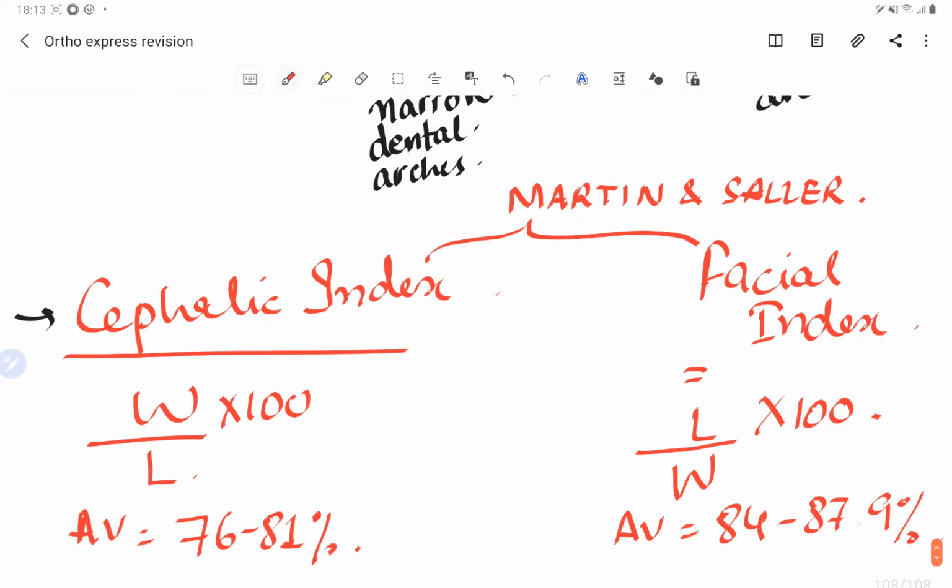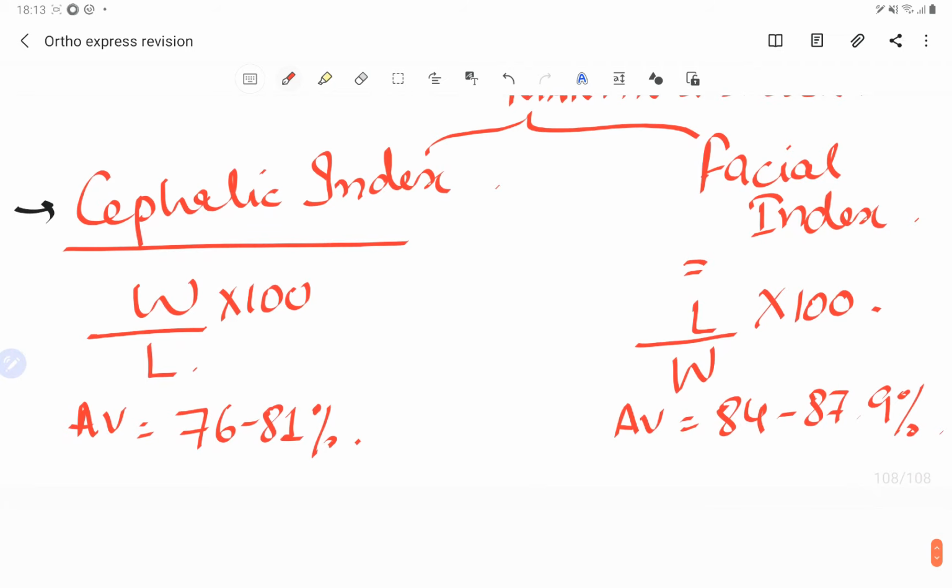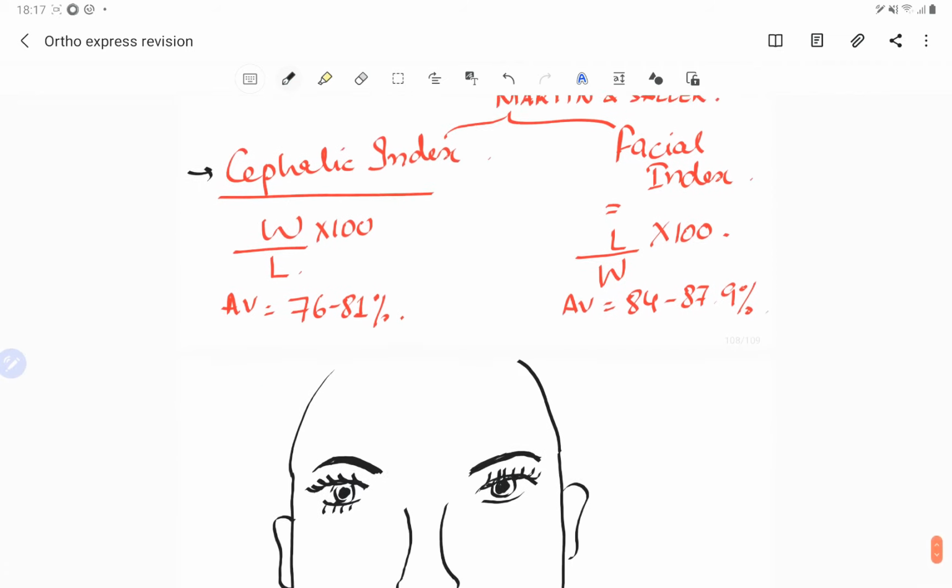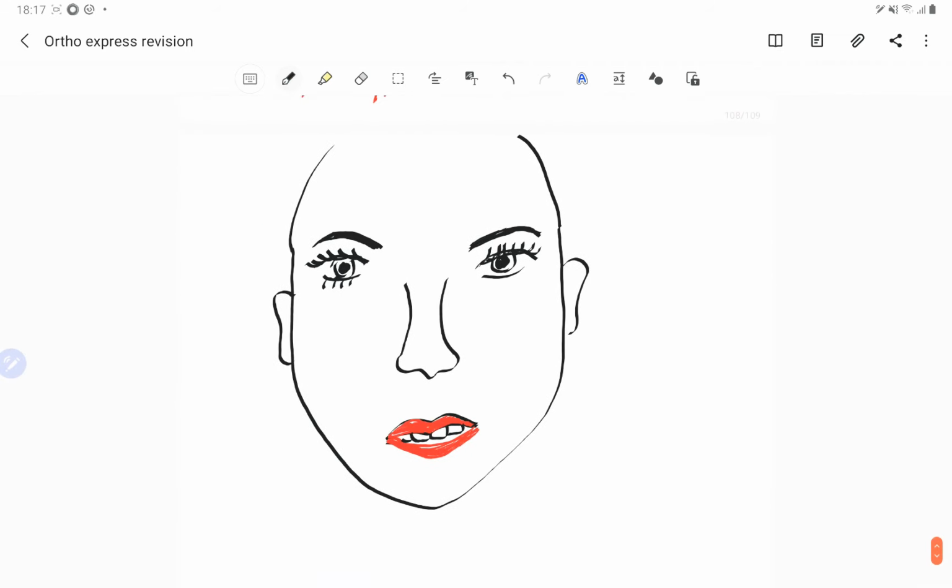So this is about the cephalic index and the facial index. So guys, let's talk about the face. Here we have a person. Now once we look at the face, there are three parts. The face can be divided into three parts. The first one is the upper part of the face.